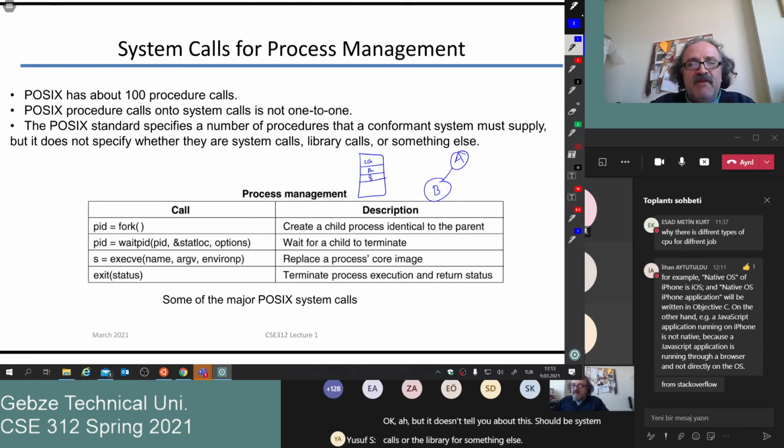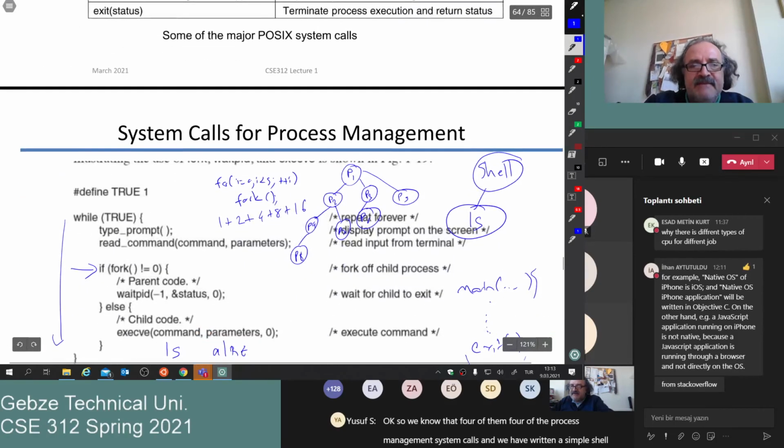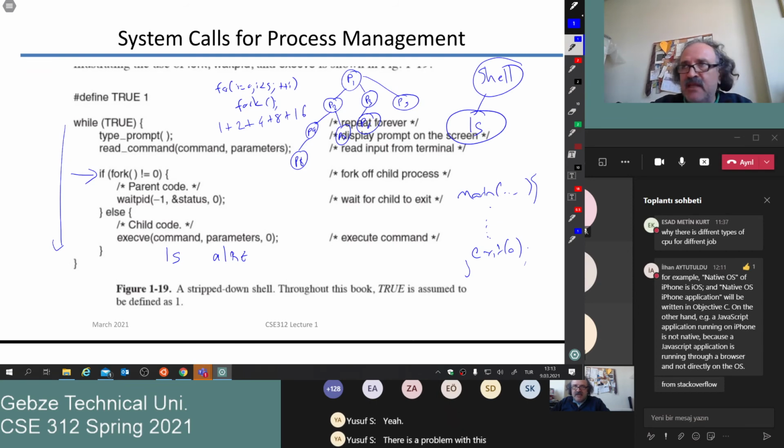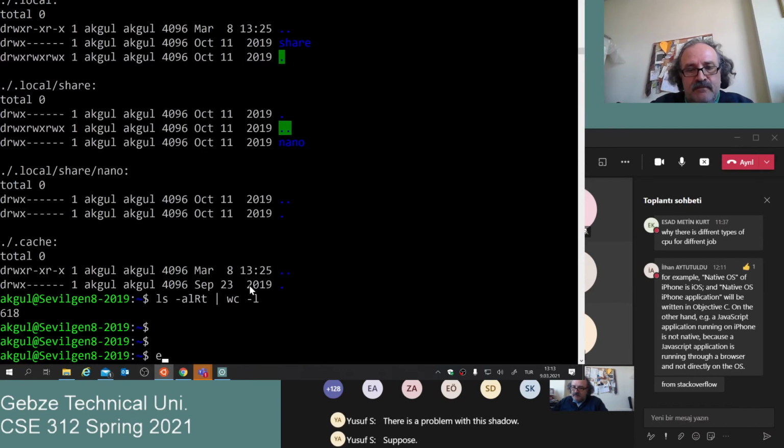Okay, so we looked at four of the process management system calls, and we have written a simple shell like that. No problem, it's an infinite loop. There is a problem with this shell though. Suppose I am calling this program.